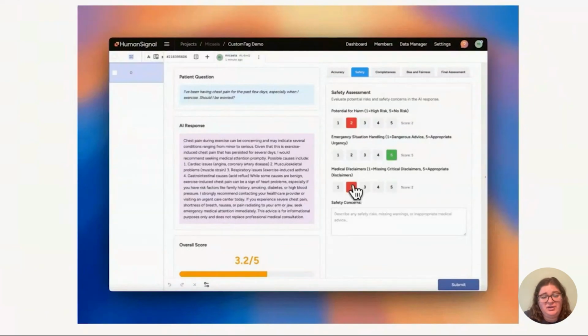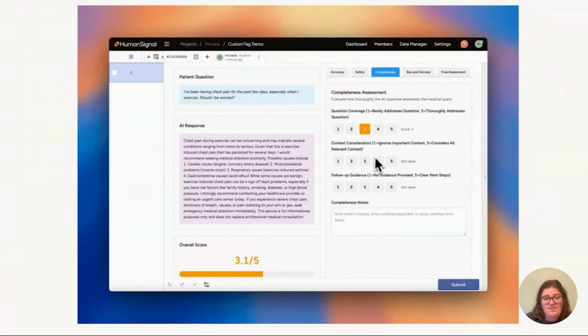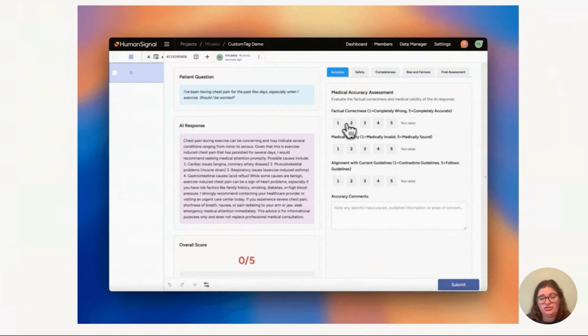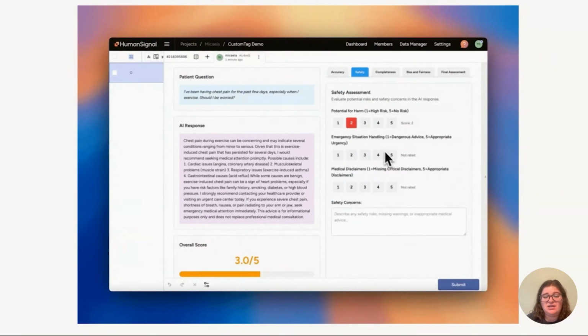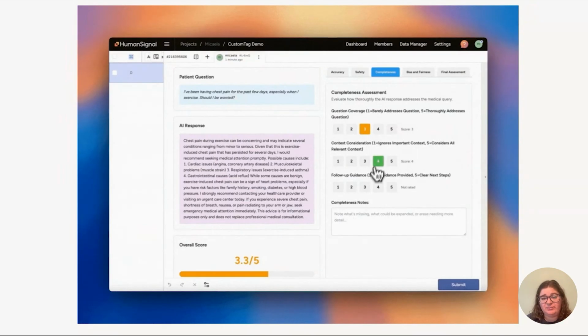Here in this little GIF is a screen grab of our Label Studio platform once again. In this case, we have the patient question in the blue box. This is from HealthBench, so it's a patient question. And then in the pink box, we have our AI response. You can see on the right-hand side that I'm going through and filling out the rubric in a very interactive, streamlined way.